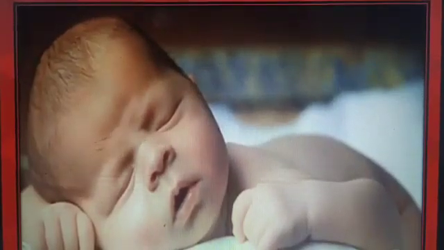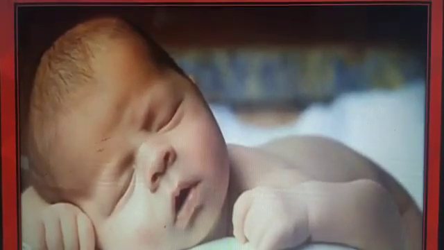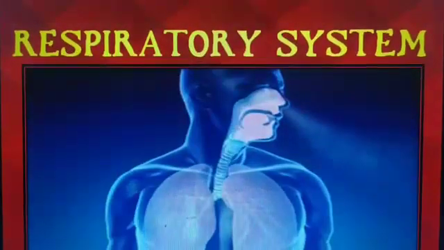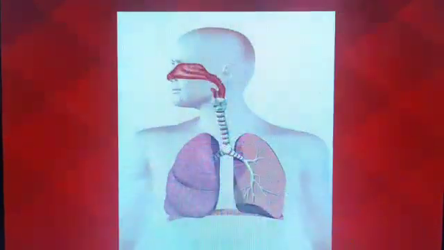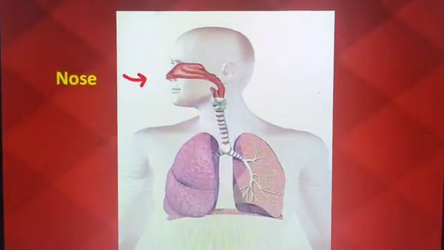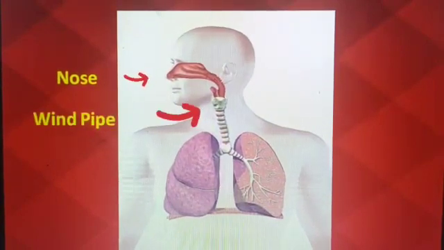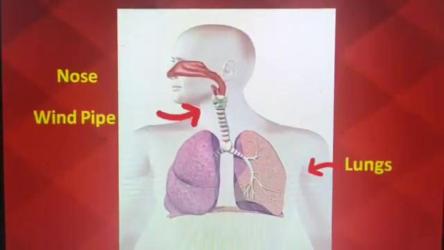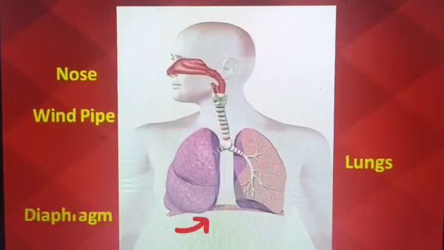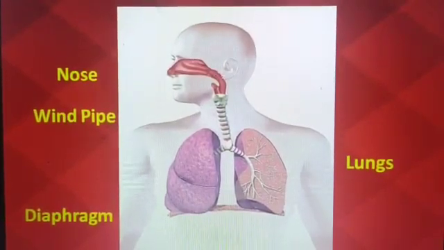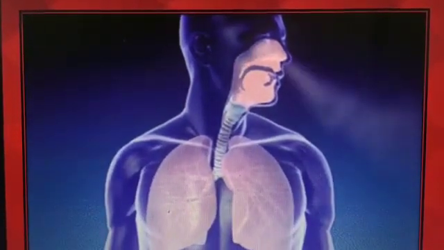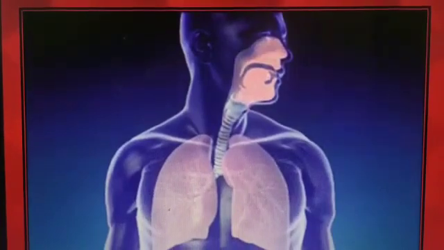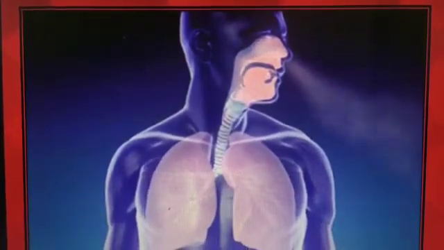My dear students, now we will talk about our respiratory system. Our respiratory system consists of the nose, windpipe, a pair of lungs and a diaphragm. As we breathe in through our nose, air containing oxygen goes in. Through the windpipe, it reaches the lungs.